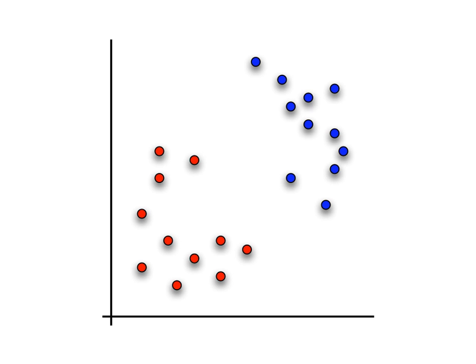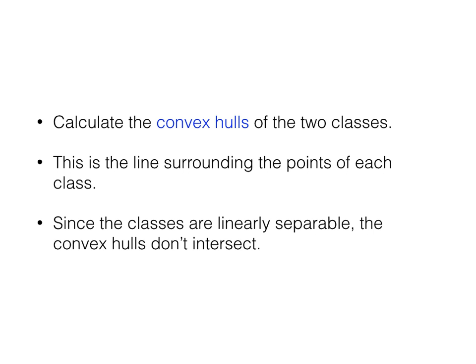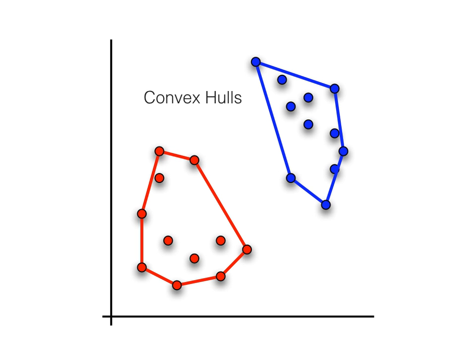The convex hull is just the line that surrounds the points. So think of these little data points as sheep. We want to put a fence around the sheep, and we want to put the smallest fence around the sheep, assuming the sheep don't wander around. And because the classes are linearly separable, the convex hulls don't intersect. So if we do that, we get something that looks like this. You can see we've got a fence around the blue points and a fence around the red points.